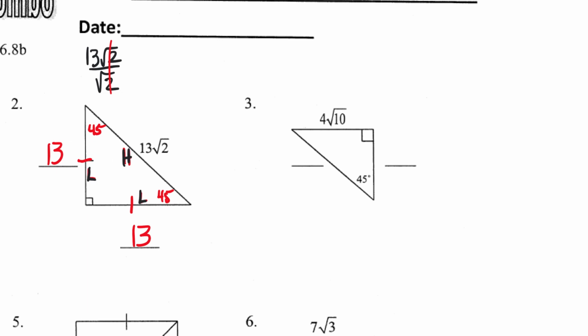Okay, this one's a 45, 45, 90. Here's the hypotenuse, here's a leg, here's a leg. So first of all, what do I know about the two legs? They're equal, so this is 4 square root of 10. And then if I know the leg, how do I find the hypotenuse? Times the square root of 2. And so what's that going to give me? 4 square root of 20.